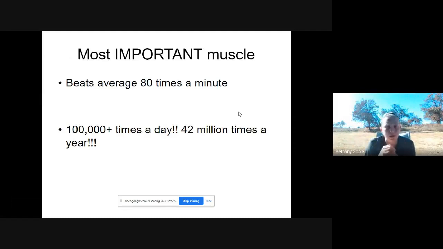So we're going to be talking about why it's important to get our heart nice and strong, because you don't want it to beat so fast just on a relaxing basis. It needs to be beating fast when we're obviously putting it under some strenuous activity. But on average, it beats about 80 times a minute, which is about 100,000 times a day, 42 million times a year. So your heart is constantly beating, right? Constantly beating. So we got to keep that heart nice and healthy.